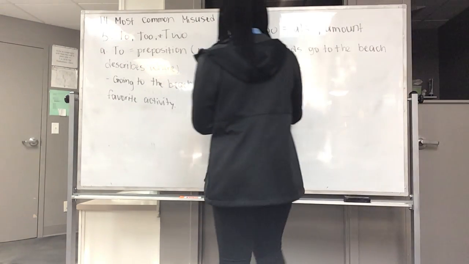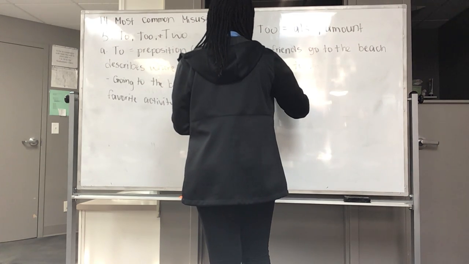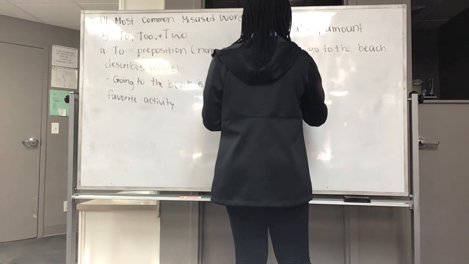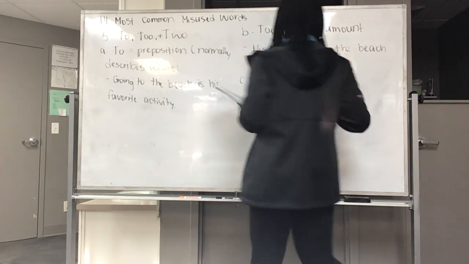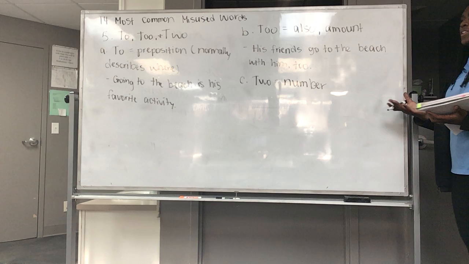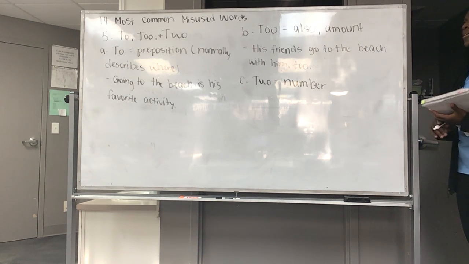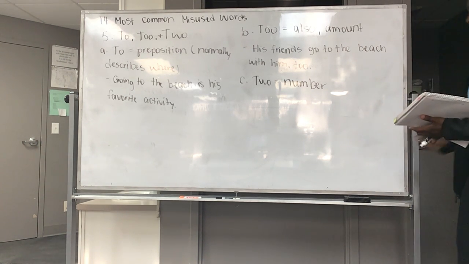And then the last two, you guys all know. T-W-O is just a number. I'm not going to say an example sentence, but it's just like the number 2. So that was the last form of "to."